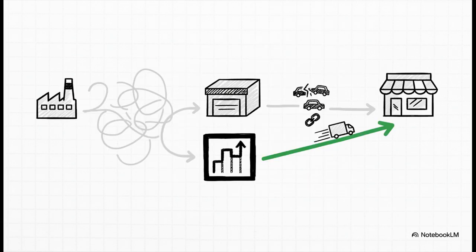And think about logistics. You can model an entire global supply chain as a graph. So when a port shuts down or a storm hits, companies can instantly analyze all the dependencies and bottlenecks to find the fastest, most efficient new route, all on the fly.